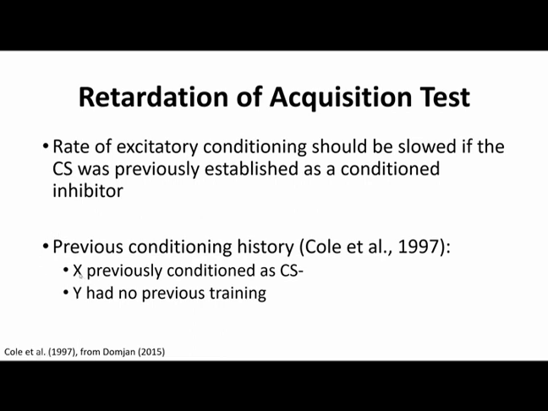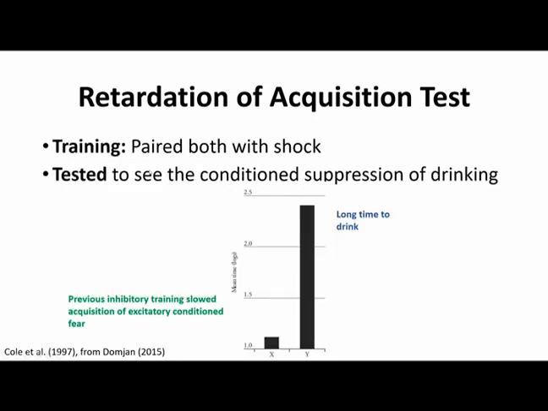So we're going to look at X, which had been previously conditioned as a CS minus, a conditioned inhibitor, and Y, which had no previous training at all. Exact same setup as before, but we're just looking at X and Y now. For our training, both X and Y would be paired with a shock. Then for testing, they would see how long it took for them to drink for 5 seconds. So the same exact test as before.